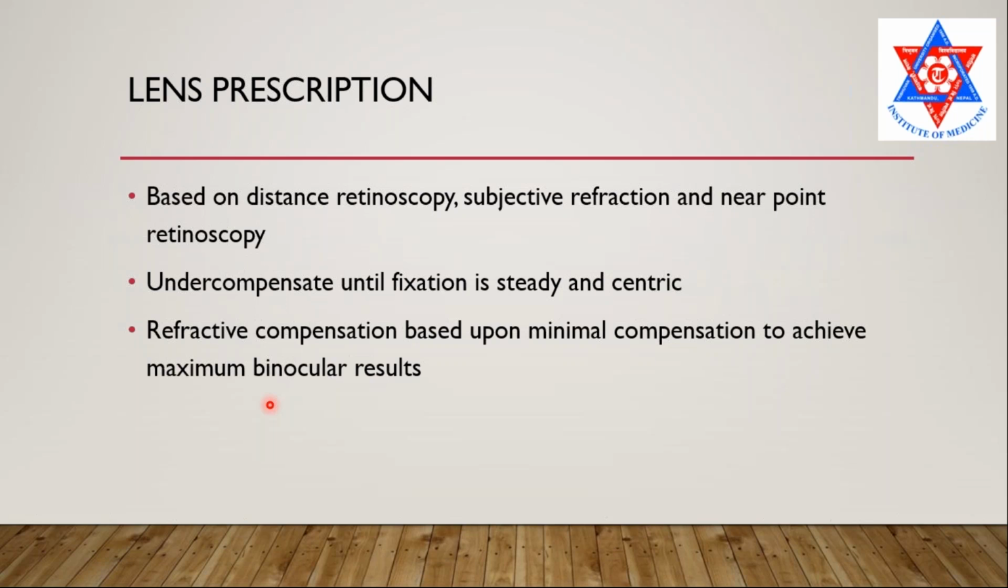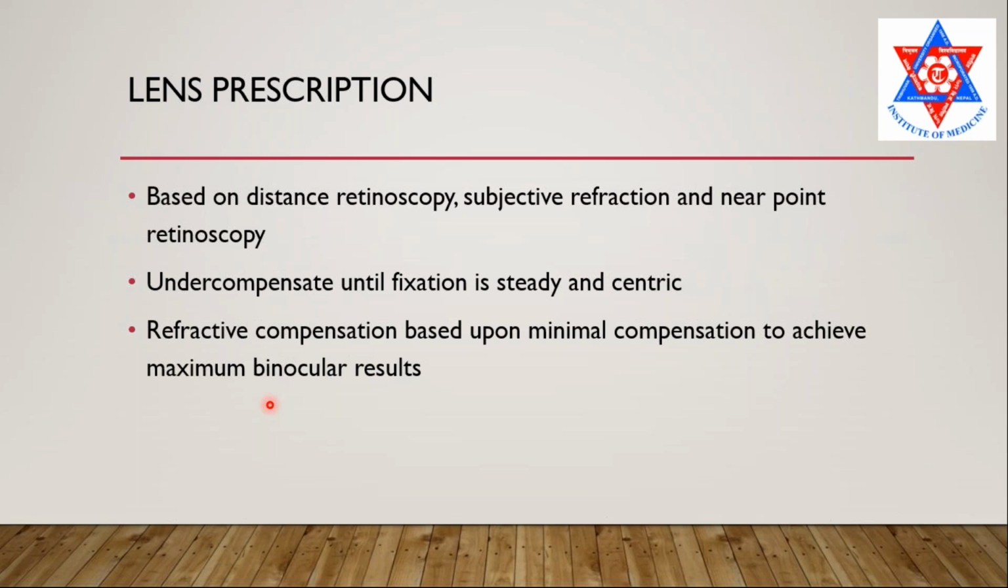So how is the lens prescription made? For example, the patient is emmetropic in one eye and has a +7 or +8 refractive error in the other eye. It's not mandatory that we prescribe the full correction, because with a full prescription the difference in refractive error between the two eyes will be very high, and image size magnification and many other factors matter. So we undercompensate the prescription until the fixation is steady and central. Refractive compensation is based upon minimal compensation to achieve maximum binocular results.